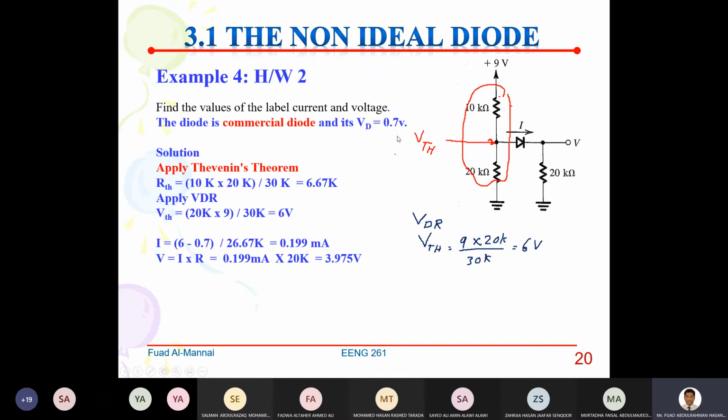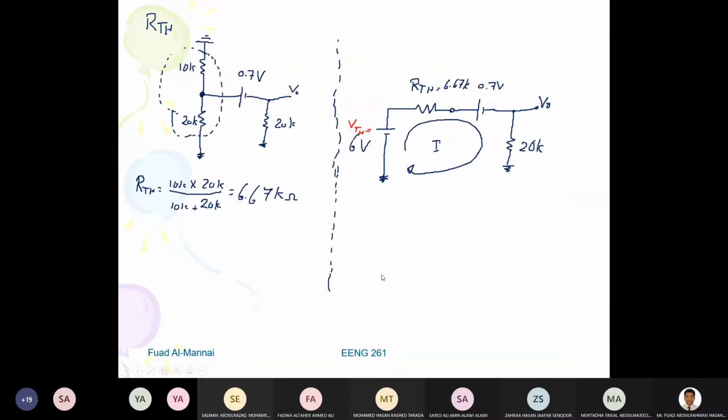Provided that you know how to start, by converting the voltage divider network into Thevenin RTH and Thevenin VTH. Any questions? All right.